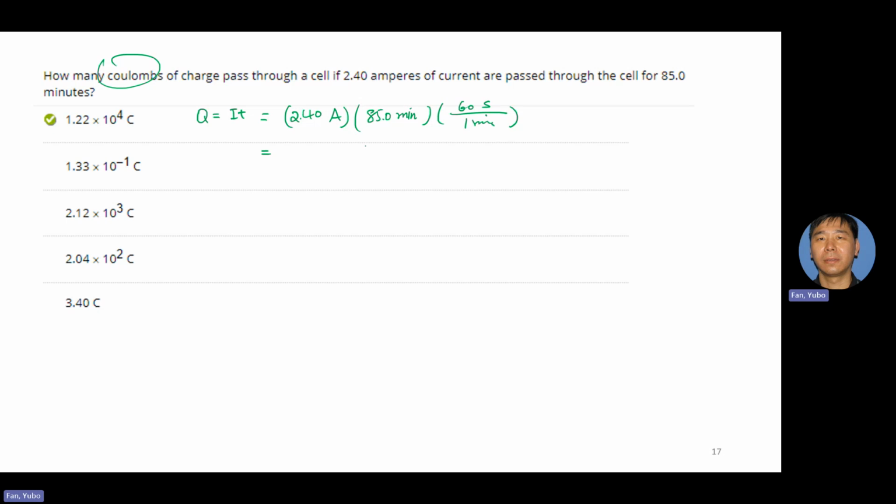So when we finish the calculation, we have 12240 coulomb. So we only need to keep 1, 2, 3. Here's also 1, 2, 3. Keep 3 significant figures. We have 12200 coulomb. If we use scientific notation, we move the decimal 1, 2, 3, 4 times, so we have 1.22 times 10 to the 4th coulomb. So this is the answer. So we choose this one.